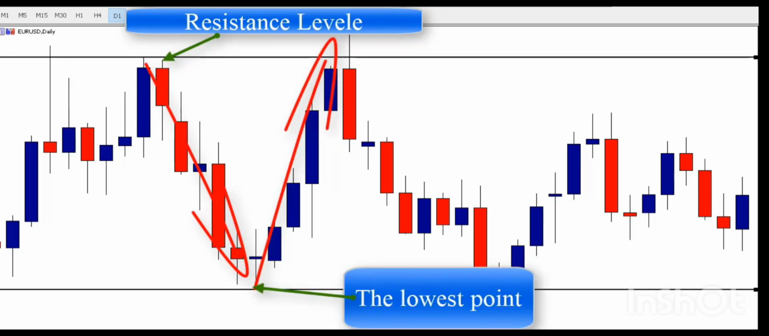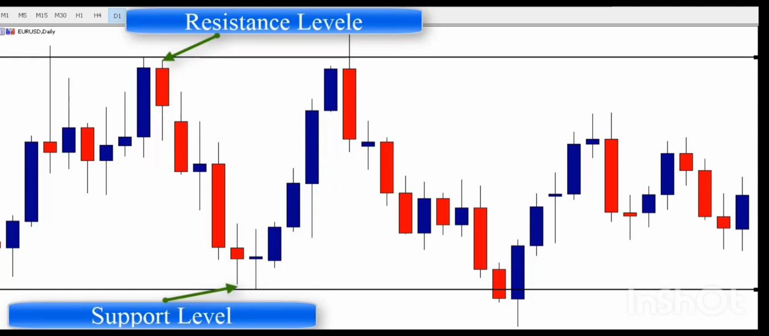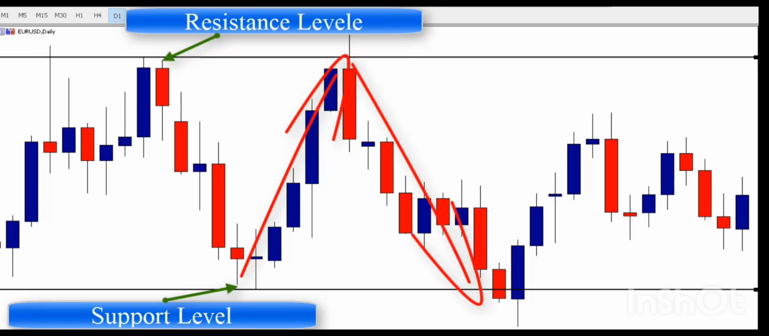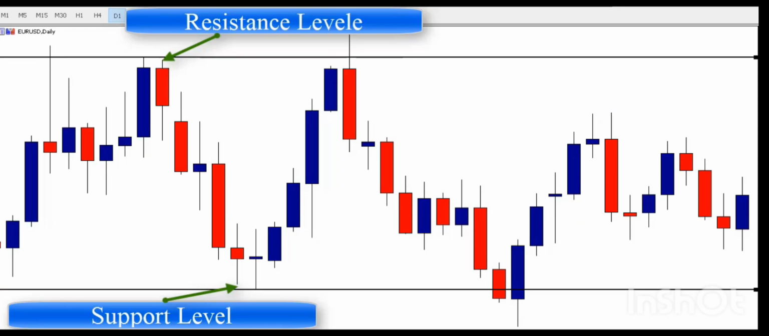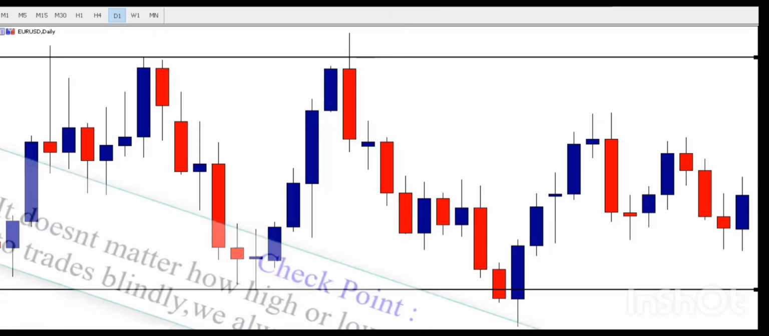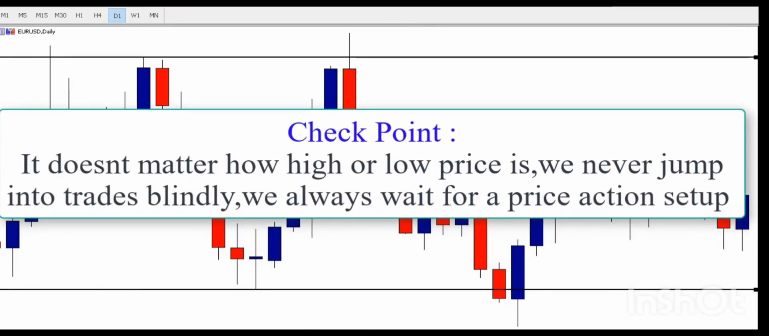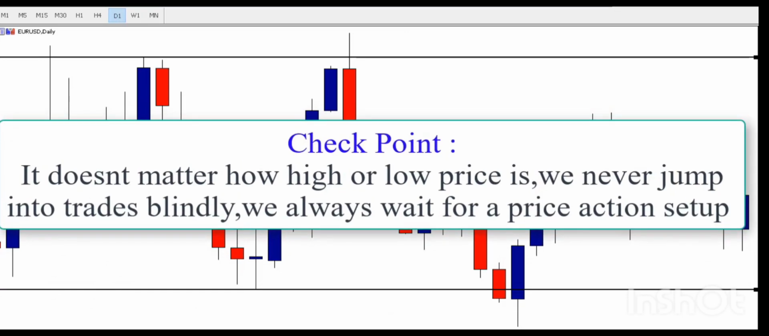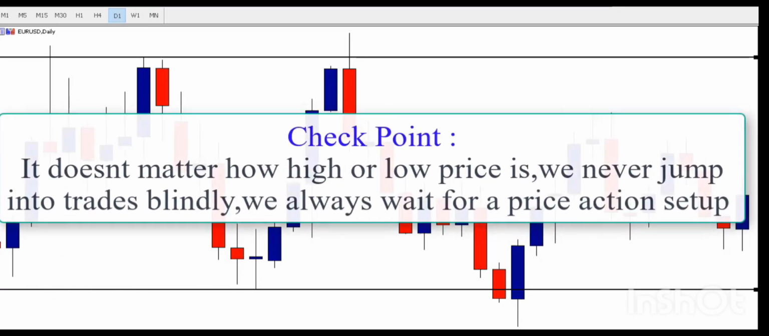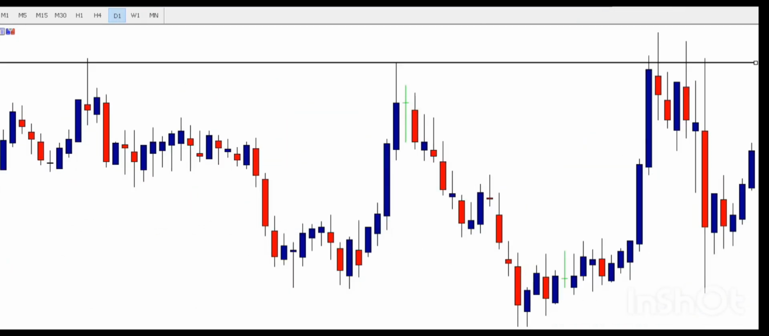Look at this one, this is the lowest point. Look at the highest point, and this lowest point now is your support level. Price pushes down, showing a resistance level, and that resistance level is a key zone, which you know that once price gets there, it will push down. It doesn't matter how high or low price is. We never jump in to trade blindly. We always wait for price to come to us.